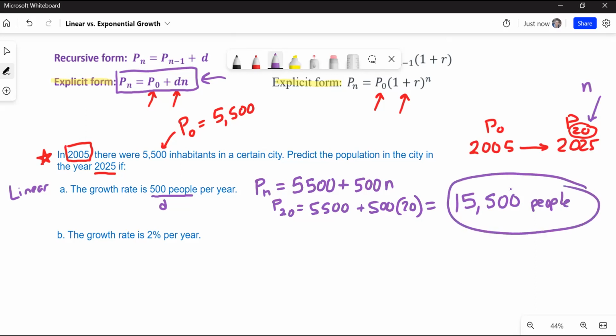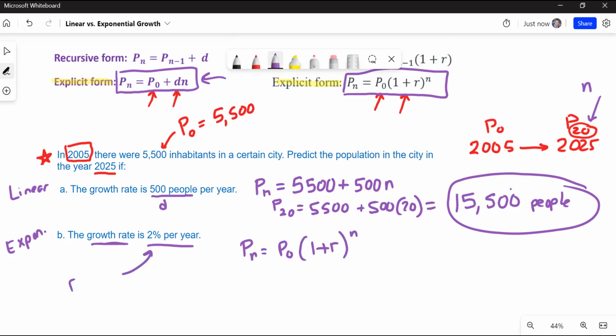Let's take a look at B, the growth rate. Oh, the growth rate. That's how much we're going up each year. So that means year to year, we're going to be getting 2% more per year. This is exponential growth. All right, so we're going to be using the formula to the right. We're going to be using p sub n equals p naught times 1 plus r to the n.